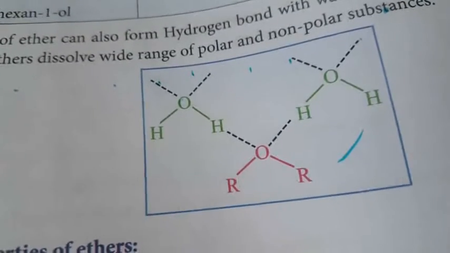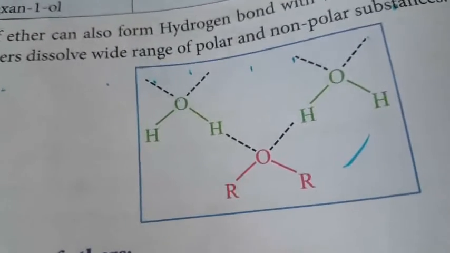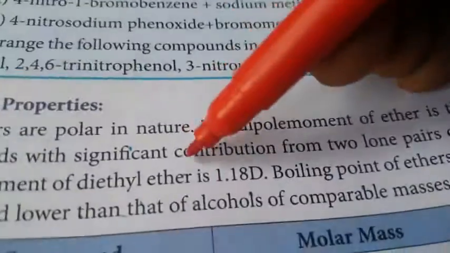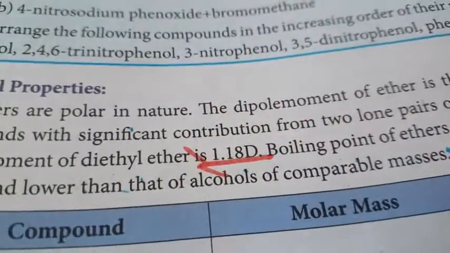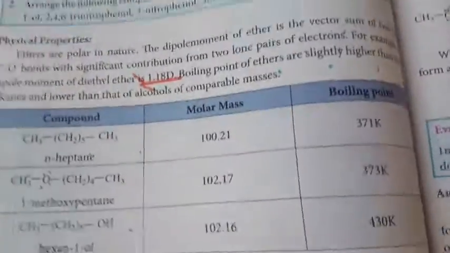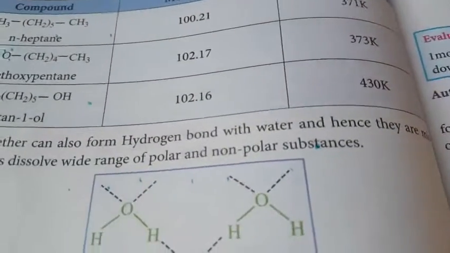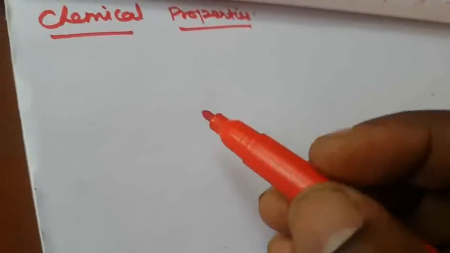There are two lone pairs of electrons. The dipole moment of diethyl ether has a value of 1.18 D. Okay, so next one is chemical properties of ether. Ether can undergo nucleophilic substitution.